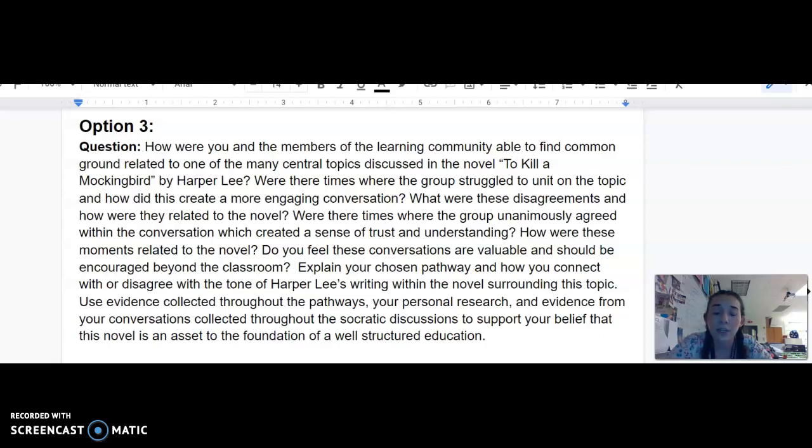You're going to explain your chosen pathway, so the thing that centered your discussion, and how you connect with or disagree with the tone of Harper Lee's writing within the novel surrounding this topic. Use evidence collected throughout the pathway, your personal research, and evidence from your conversations collected throughout the Socratic discussions to support your belief that this novel is an asset to the foundation of a well-structured education.